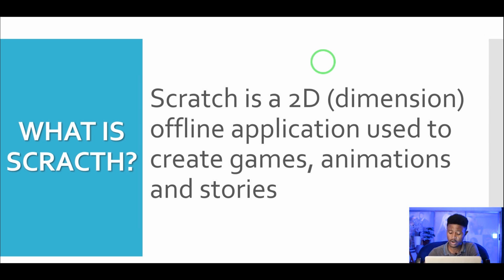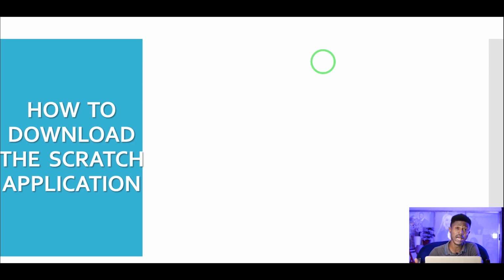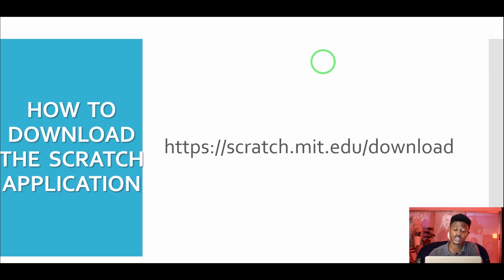Now, how can you get Scratch? How can you download Scratch? To download Scratch, you need to go to this link, https:// or you can just go to www.scratch.mit.edu/downloads. Now let's follow this link and get Scratch downloaded on this system.